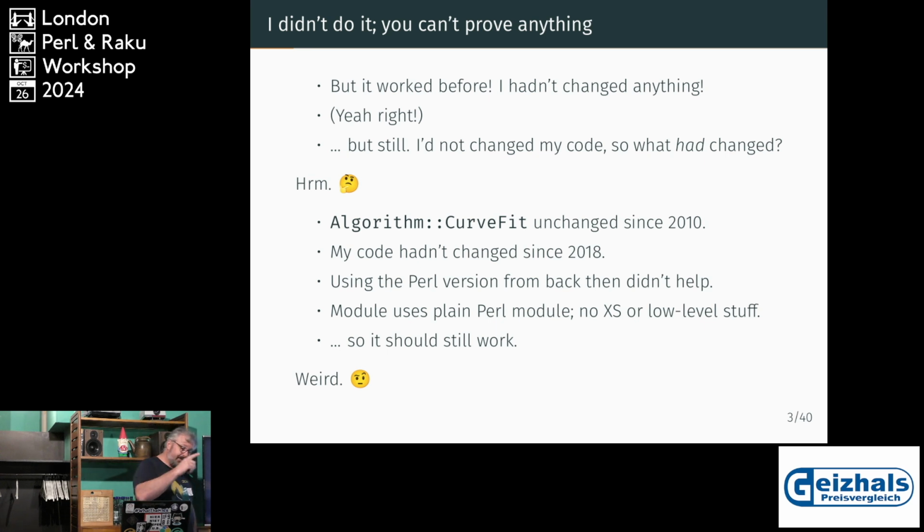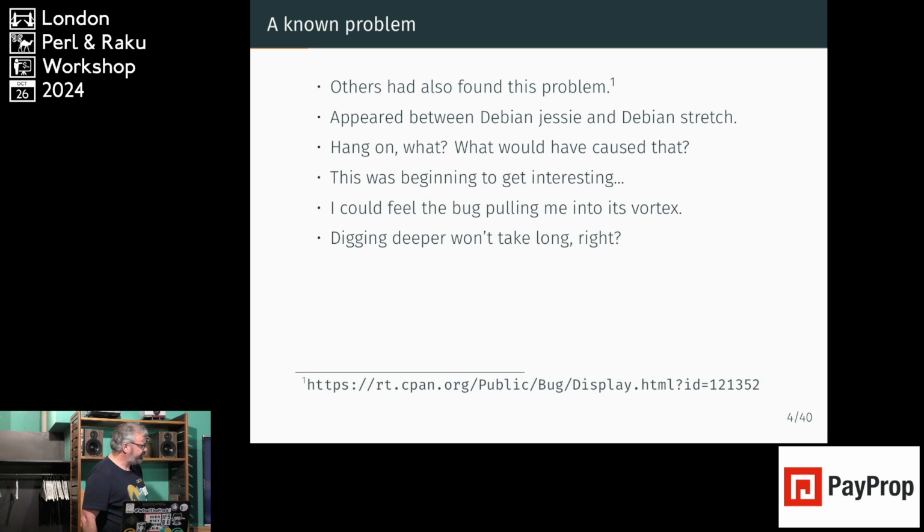I tried installing the Perl version from back then, so that was like 5.18, just to see if that worked. I'm sort of grasping at straws really here. And that didn't help either. Digging into the module, having a quick look at the source, it's just plain Perl. It doesn't do any funky low-level stuff, so why doesn't this work? I mean, we expect backwards compatibility, and yeah, it was funny. You trip over something which you didn't notice in the street.